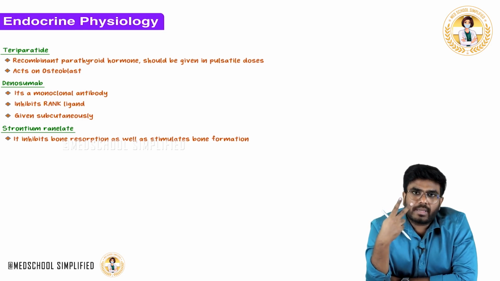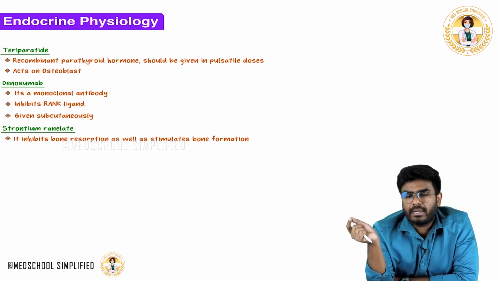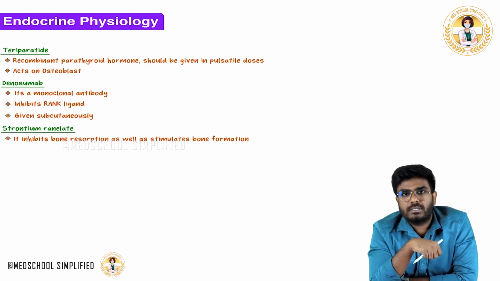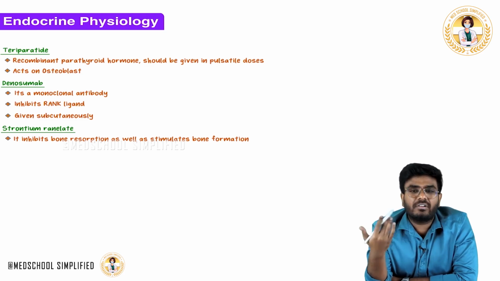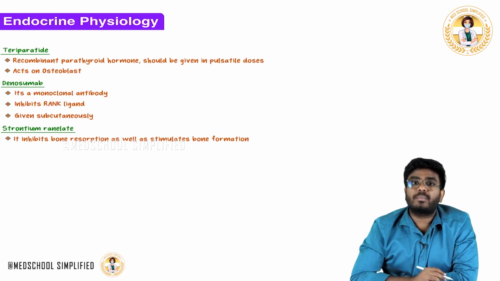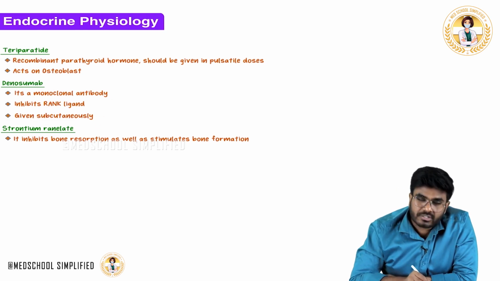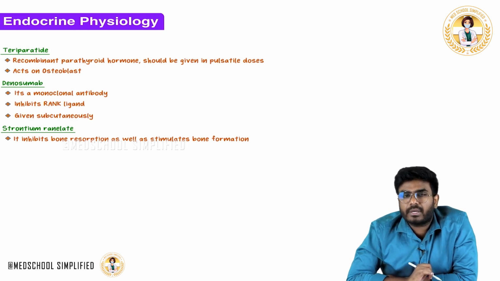See, now this denosumab, a monoclonal antibody, will directly go and inhibit the RANK ligand. So now RANK ligand is not free. RANK ligand cannot go and activate the osteoclast. So the osteoclasts are not activated, so no bone resorption. So denosumab is a monoclonal antibody given subcutaneously. This is one of the important MCQs. How do you have to take this monoclonal antibody? Yes, the subcutaneous route. It's a RANK ligand inhibitor.